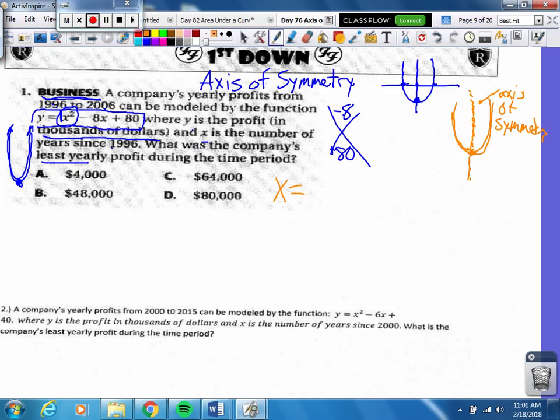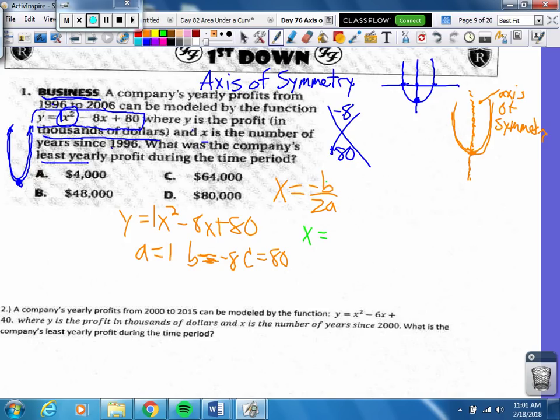Here is the formula. x equals negative b over 2a. Well, what is that? When you look at this, y equals x squared minus 8x plus 80. a is right in front of the x squared. That's 1. b equals negative 8. And c equals 80, like that. So I plug in b here. Write this down with me. Everything I write, you write, right?